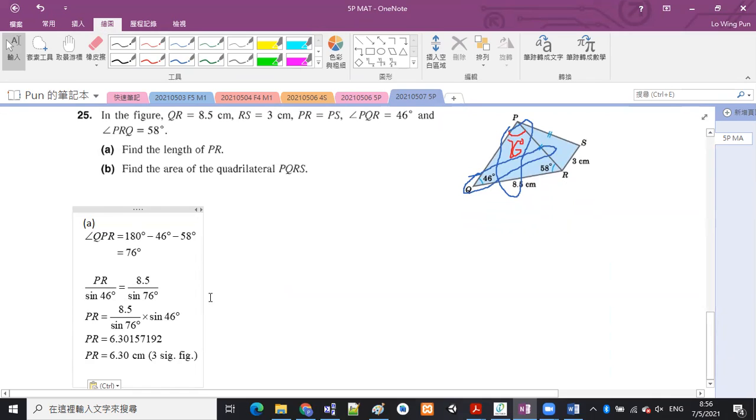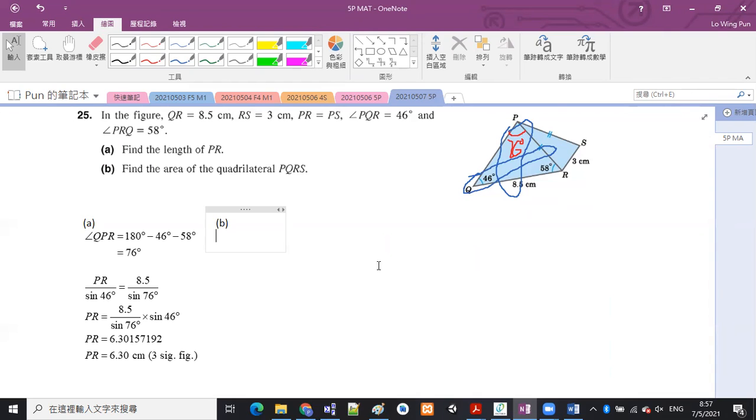It's okay. And then part B, find the area of the quadrilateral PQRS. Again, this quadrilateral is divided into 2 triangles. So for the first triangle, we are ready to find the area of the first triangle, right? Triangle PQR. We have 2 lengths now, 8.5 cm and PR. Okay, and then we can use the half AB sine theta formula, with the included angle 58 degrees to find the area of this triangle.